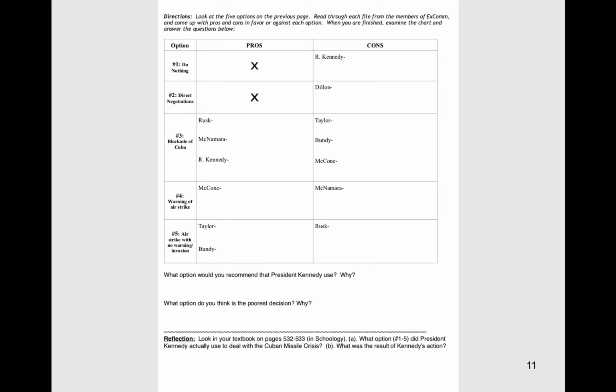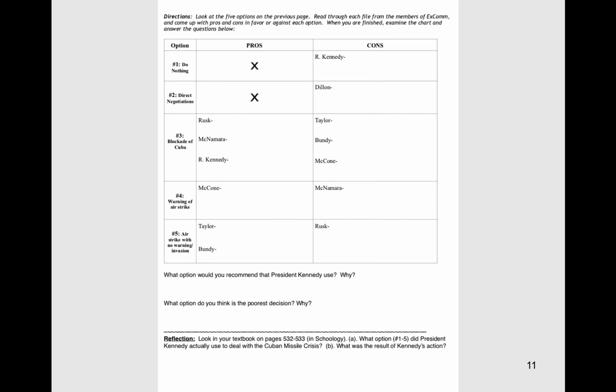And Taylor, Bundy, and McCone are all going to be opposed to a blockade. And so you're going to look at the reasons and summarize their reasons for why they're against a blockade. So I've identified both in the reading and here on the assignment who's saying what, and you just need to go in and summarize their reasons why they're either in favor or against those options. And then you need to then tell me what you would recommend and what option you think is the worst. Okay, so tell me why, if you had to pick, which of those options, 1 through 5, would you pick based on these XCOM recommendations, and which one sounds like the worst choice for the United States to do?